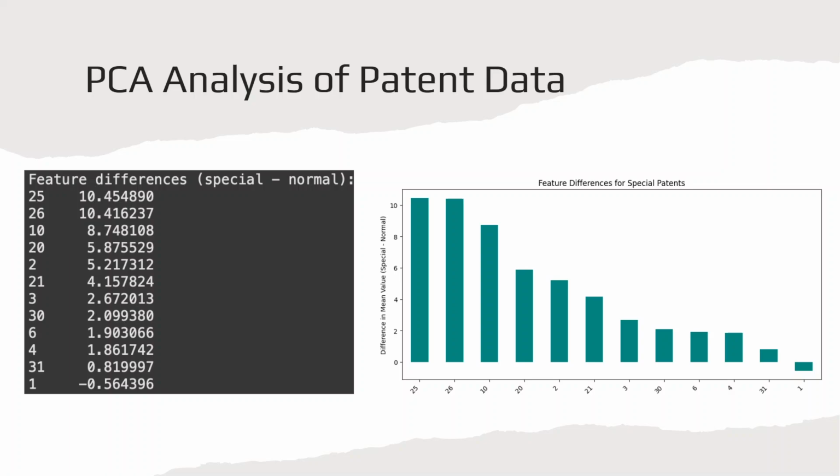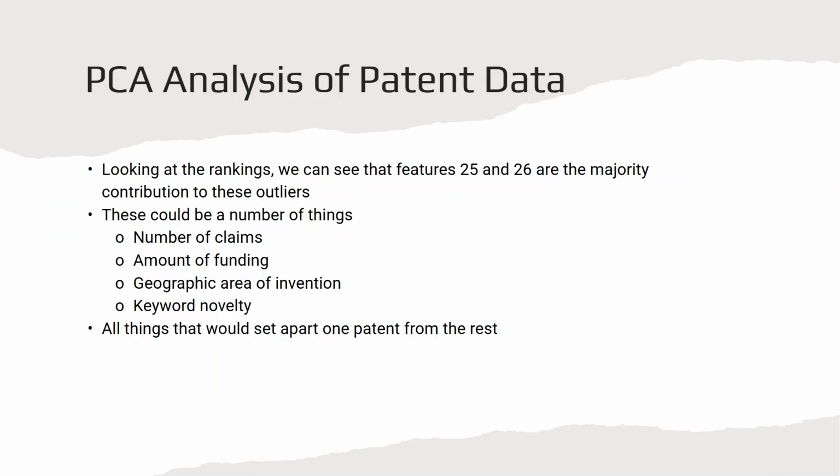Thinking about what that could be, we don't know for sure by name what they could be, but a likely possibility would be things like number of claims on the patent, or amount of funding for the patent, or maybe geographic area of invention, or some keyword novelty in the text of the patent that could be differentiating these patents from all of the others. So anything that could set one patent apart from the rest could likely be these things that are driving them away.